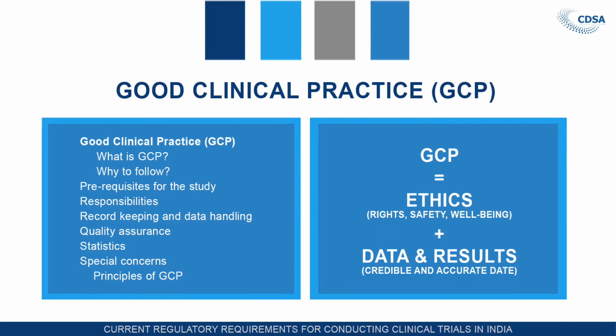So the GCP, which is good clinical practice, is actually divided or focused on 2 areas. One is ethics, another is the data and the results. The ethics focus on the rights, safety and well-being of study participants, whereas the data focuses on the credibility and accuracy of the data which is generated.